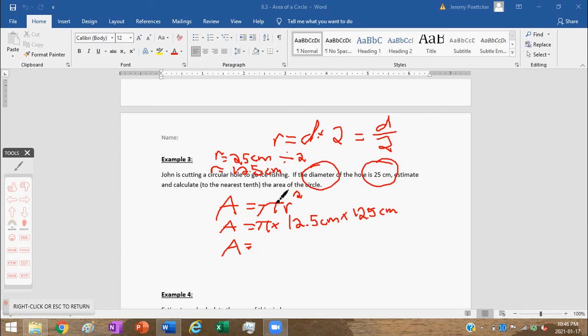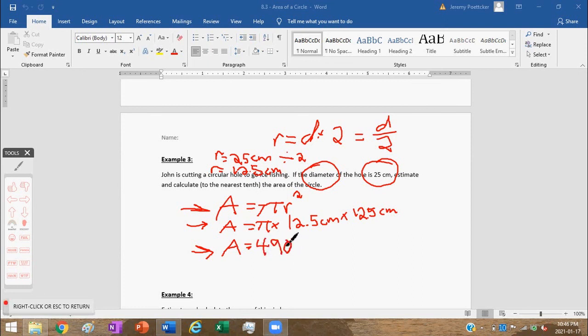Area equals, and this is what I'm going to be expecting to see: formula, substitution, and solution. So FSS. Formula, substitution, solution. Area is equal to, and this is where I write out my final answer, 3.14 times 12.5 times 12.5, and I end up with 490.625. Nearest tenth it asks for, so 490.6.